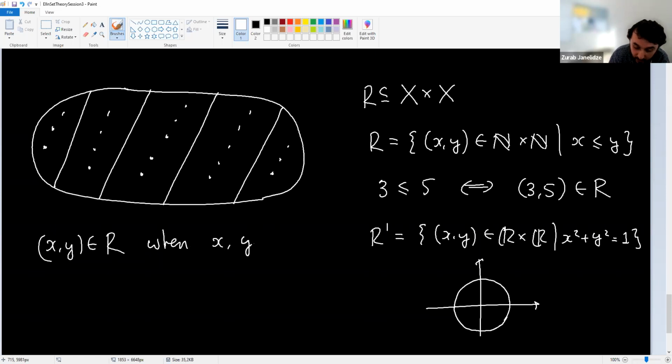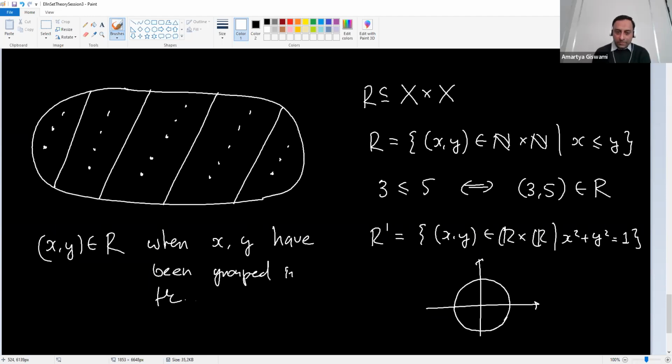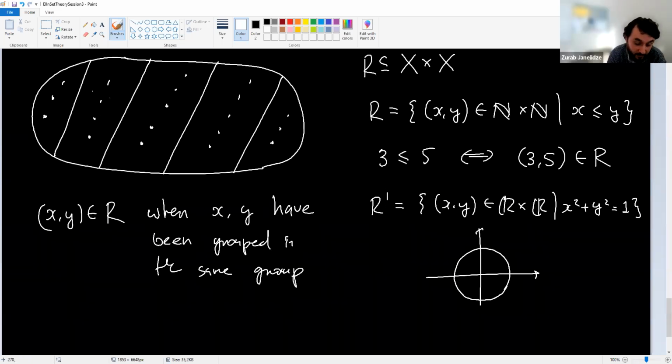When X and Y have been grouped by some law in the same group. So there is some rule, as you say, that allowed us to do these groupings, and now we think of this relation of being in the same group, basically. So this is a relation between X and Y that says that X and Y are in the same group.